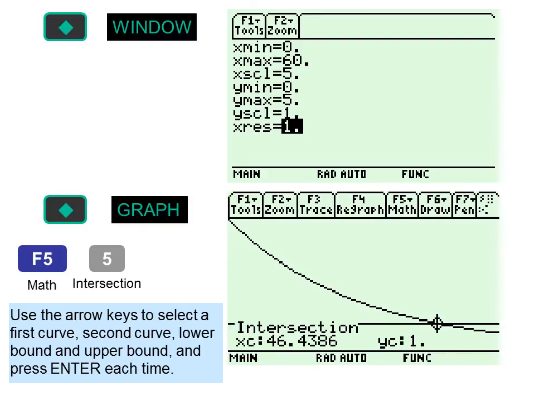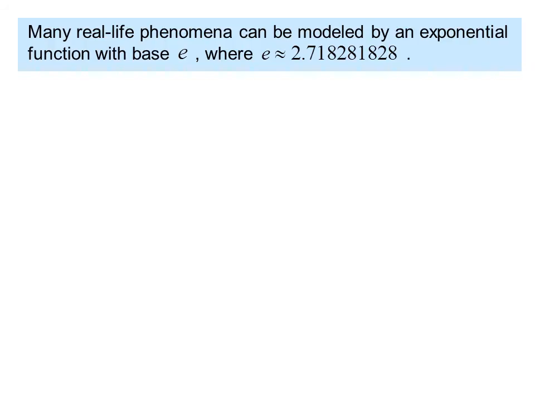In this case, the intersection occurs at 46.4386. That's the x value, or about 46 days. Many real-life phenomena can be modeled by an exponential function with base e, where e is approximately 2.7182818828.